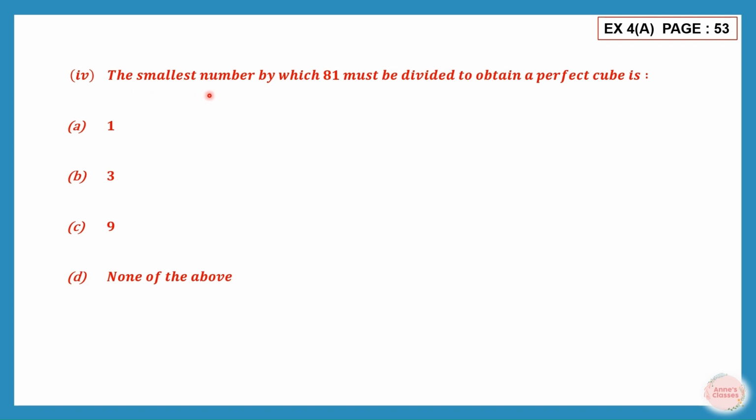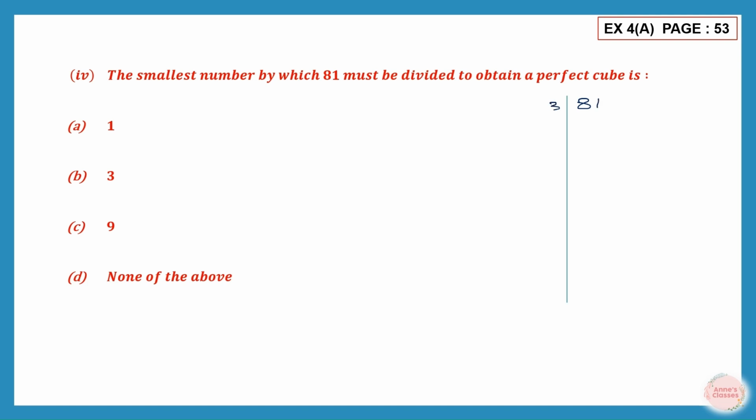Question 4. The smallest number by which 81 must be divided to obtain a perfect cube is one of these. So what we're going to do is find again the prime factors of 81. So let's do that. Prime factors of 81. We're going to use 3 this time.